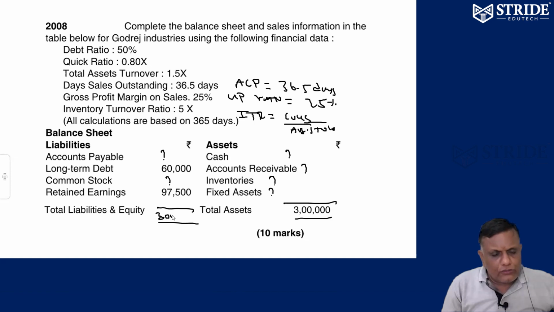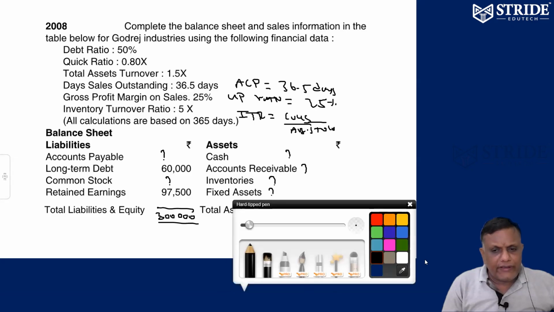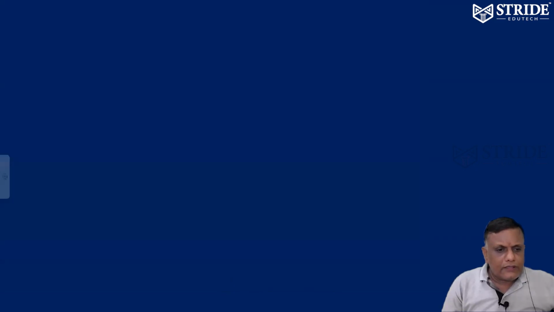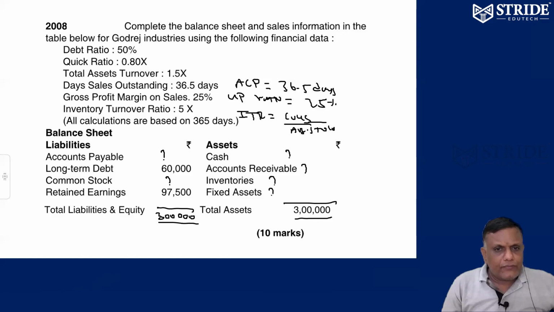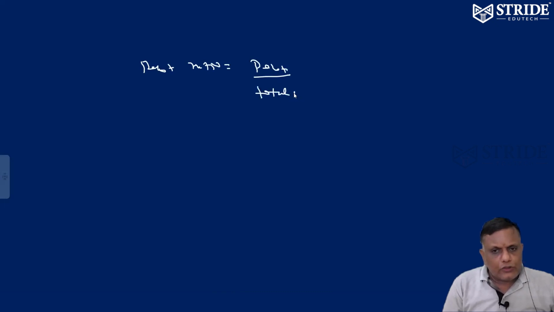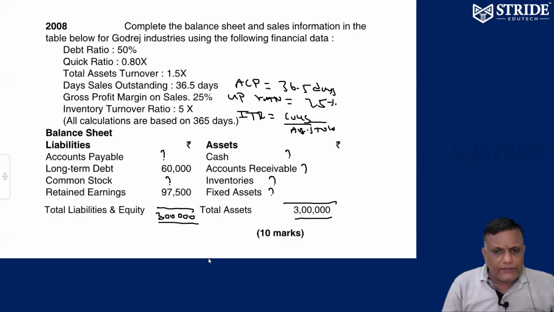Now automatically total liability is also 3 lakhs. Total asset 3 lakhs means total liability also 3 lakhs. Missing figures you have to find out. Let's start how to solve the sum, one by one. First, what are the known items? We know the debt ratio, that is 50%. We know total assets. So first I'm going to use the debt ratio. Debt ratio is nothing but debt by total asset, which is equivalent to 50%. I know your total asset is going to be 3 lakhs.